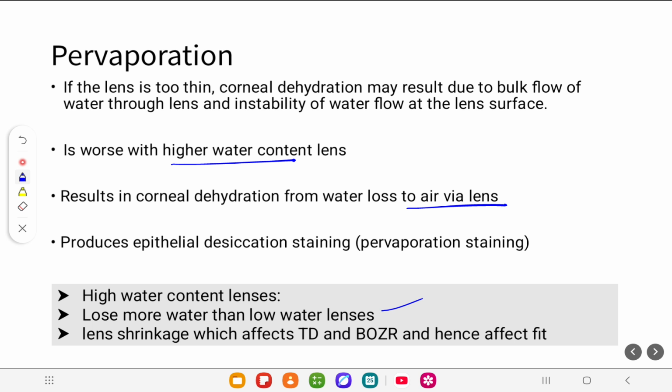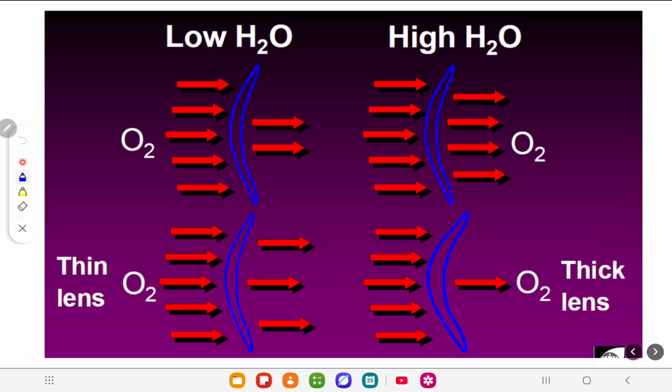Yes, lens shrinkage, which affects the total diameter and BOZR, and hence the effective fit. Whenever a high water contact lens loses water, the lens shrinks. It will affect the total diameter and BOZR of that particular high water contact lens. And because there is a change in total diameter and BOZR, it will eventually lead to a change in the fitting.